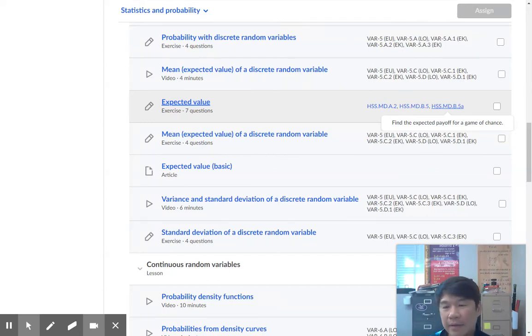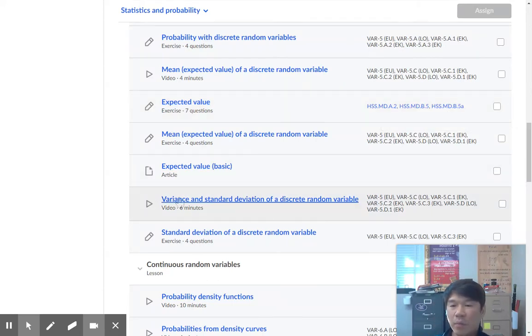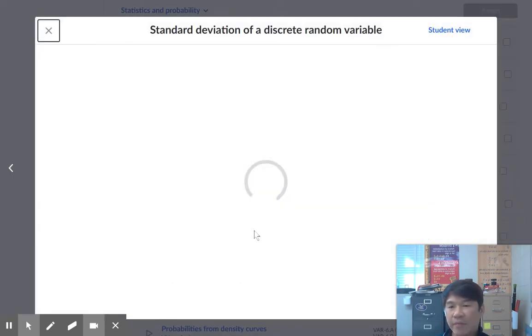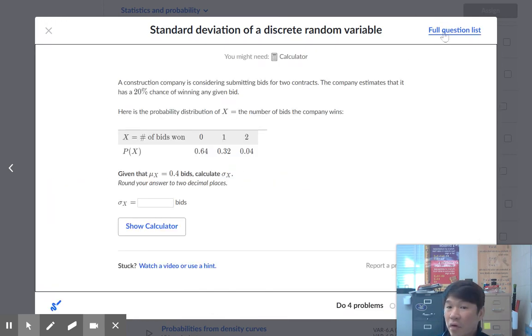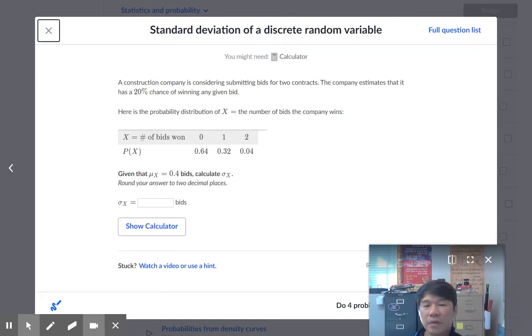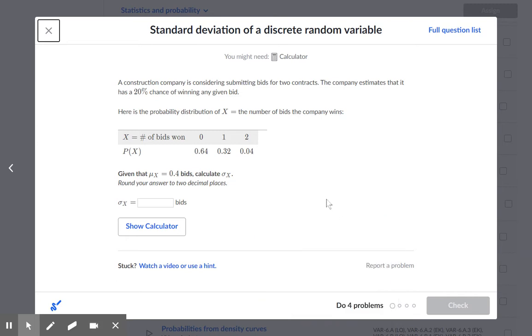Hello, welcome back. Today I want to do the standard deviation of a discrete random variable. There is a formula for this, and I don't really want to go into details about how to use the formula.